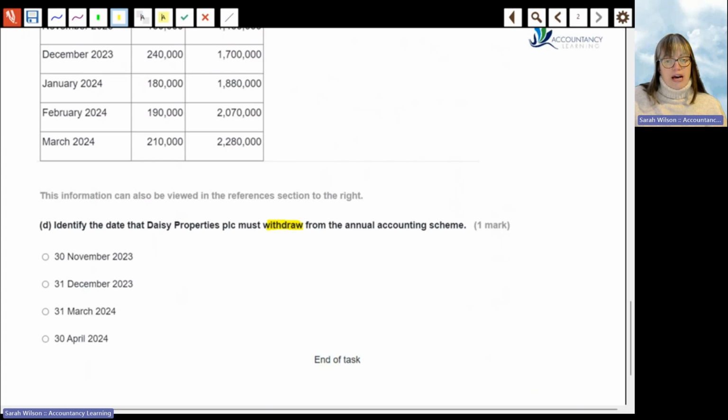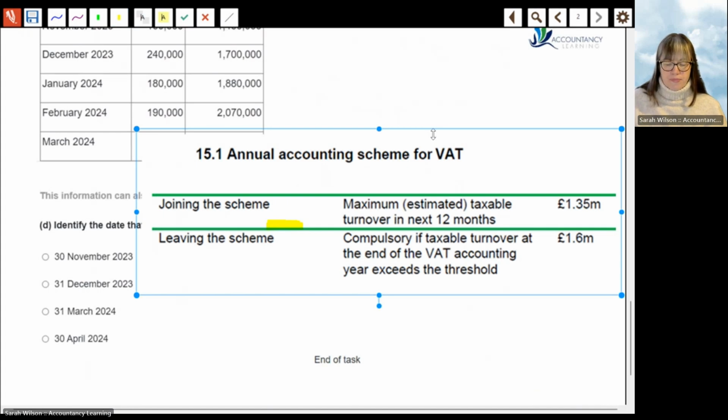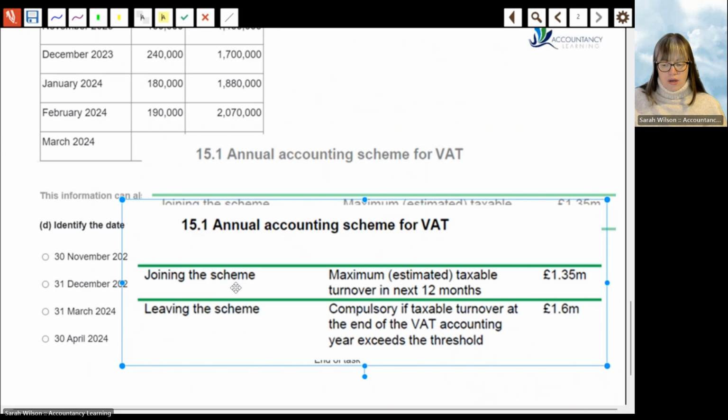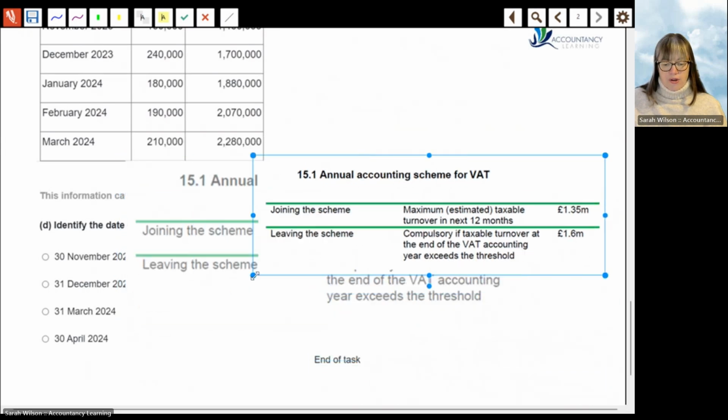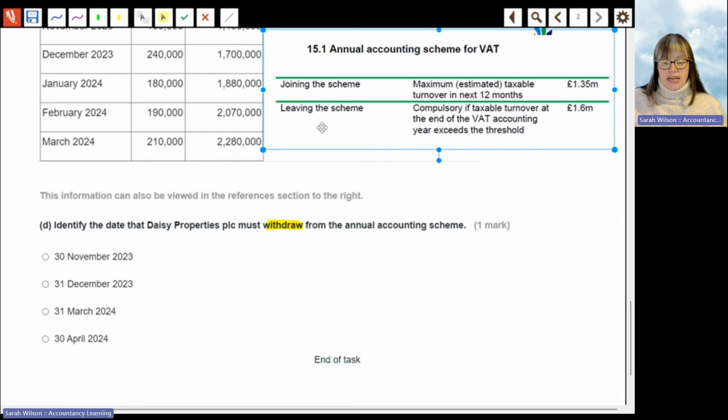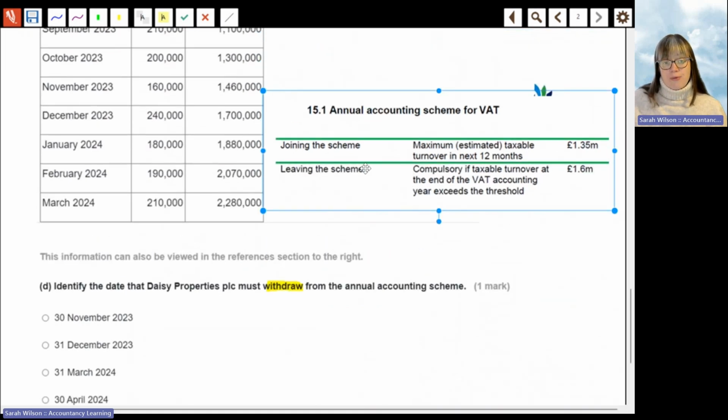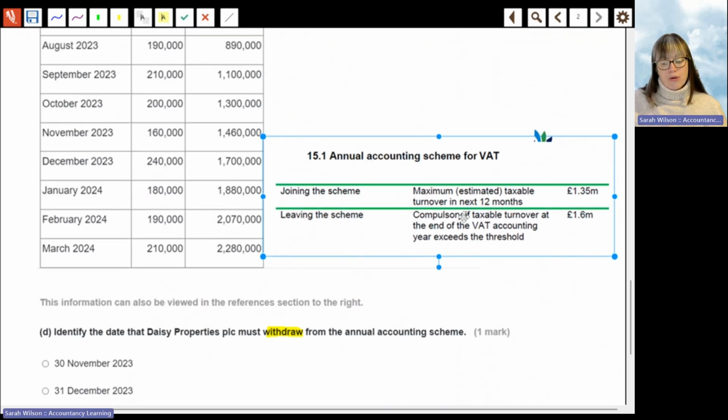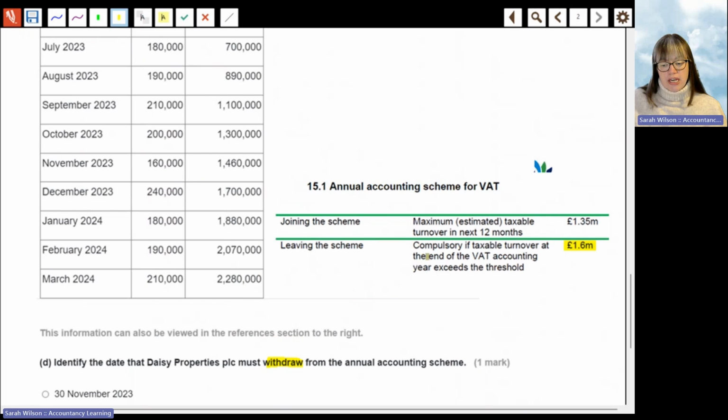So we are going to look at some reference material once again. So, leaving the scheme for annual accounting. It says it's compulsory if taxable turnover at the end of VAT accounting year exceeds the threshold, which is 1.6 million. Now, the important part in this is to make sure that you're looking at the end of the VAT accounting year.